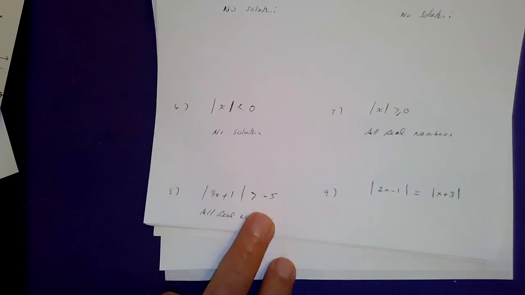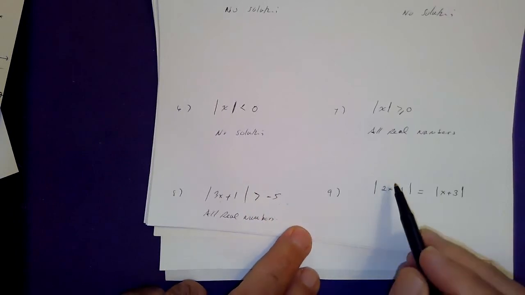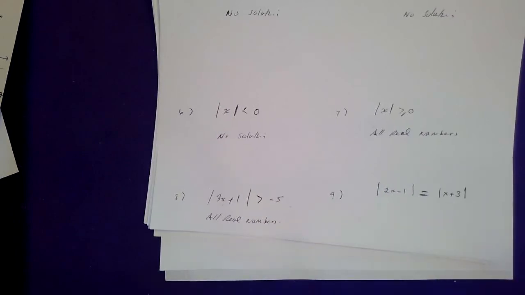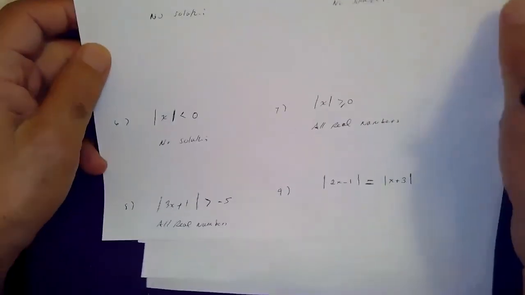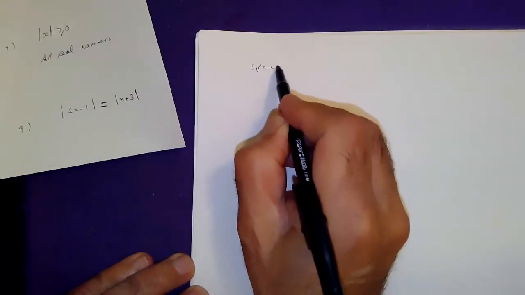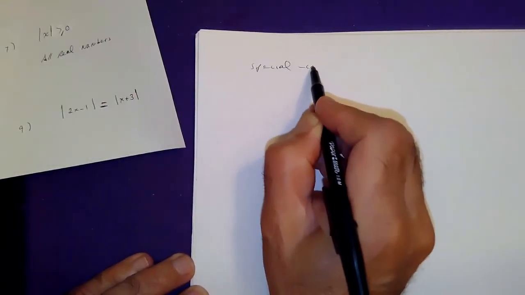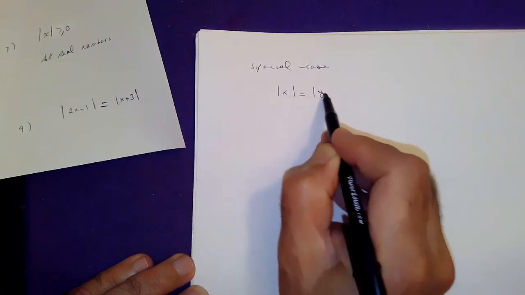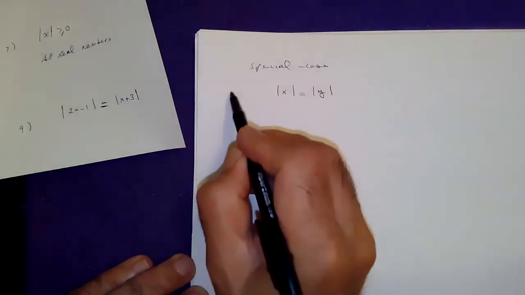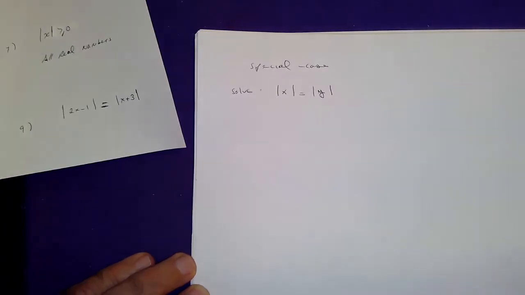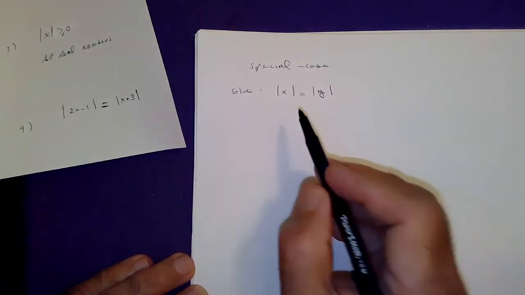Finally, what if you have an equation with two absolute values? How would you solve that? So here is a special case. What if you have the absolute value of x equal to the absolute value of y? How would you solve these kinds of problems where you have absolute value on either side of the equal sign?